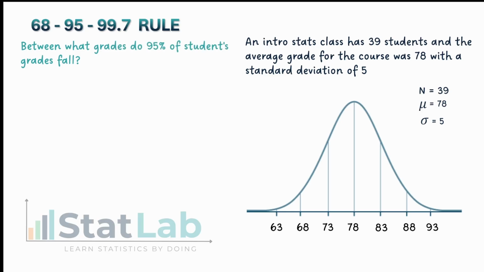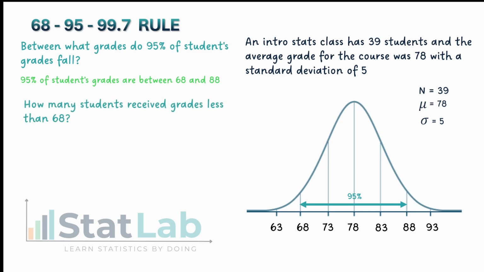Between what grades do 95% of the students' grades fall? Well, we remember that 95% represented this minus 2 deviation to plus 2. All we need to do is simply read off the values that we've already put on our graph. So 95% of students' grades are between 68 and 88. Pretty simple, right? The most difficult part of this is just setting up the graph. Once it's set up, it's easy after that.